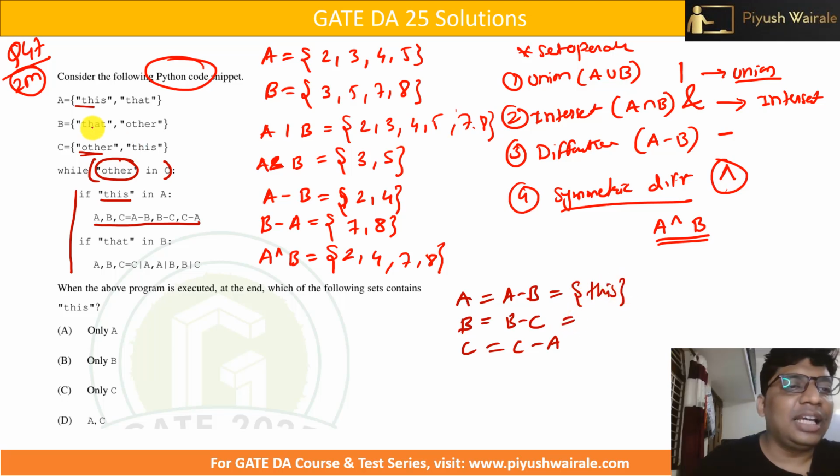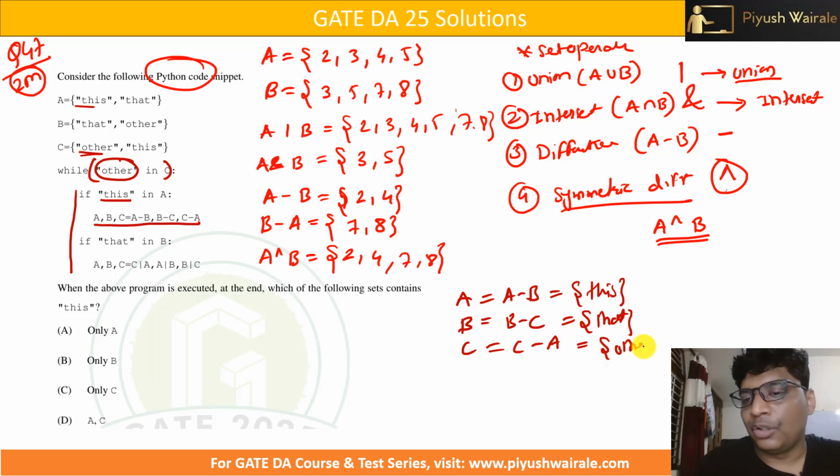What about B minus C here? So other will get removed. We have that. What about C minus A here? So other, this, so this will get removed. We have other, right? So this is what we will get at this particular point.